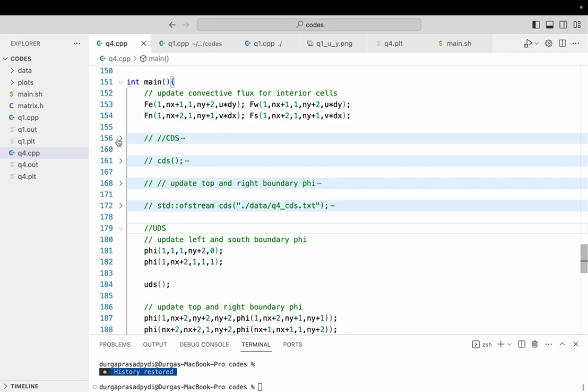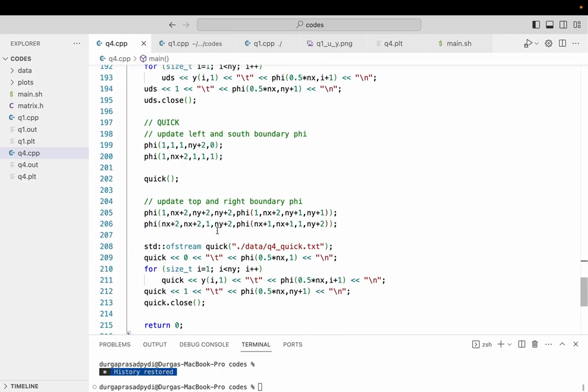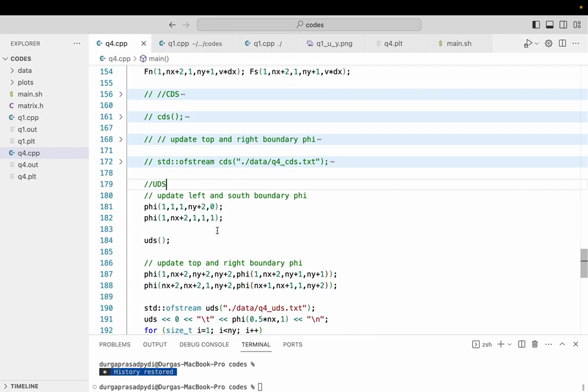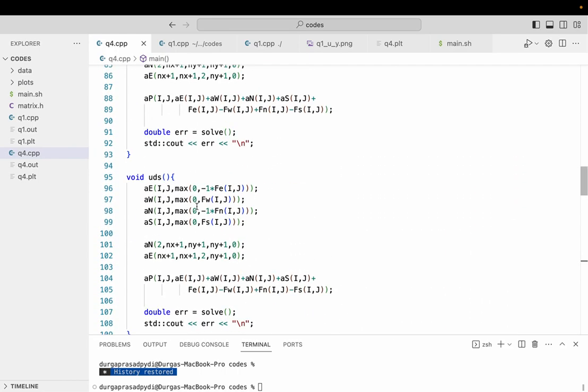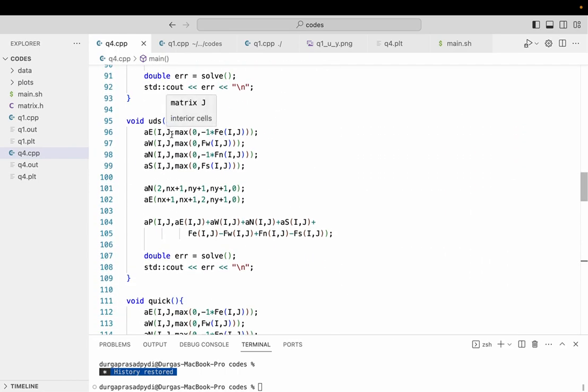So okay, we will start with UDS first and then we will go to quick. So how do you do it in a UDS? Your A east is maximum of 0 comma minus F east, A west is max of 0 comma F west. So these are straightforward, and then depending on your boundary conditions you update your A east and west. Like I have used high Peclet number on the north and the east boundaries, so I am making the coefficients 0. In this particular case we do not have any diffusion term, so I am not adding A west and A south.